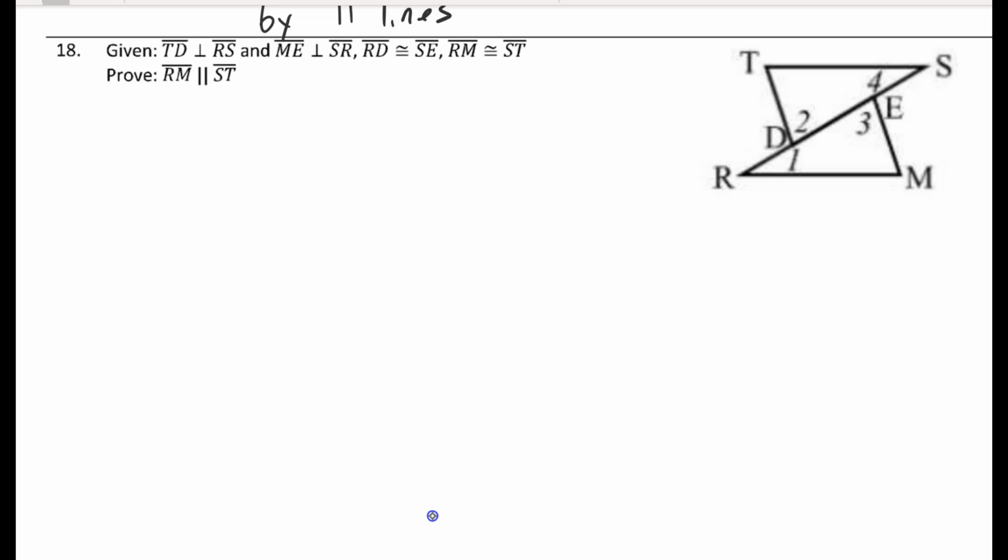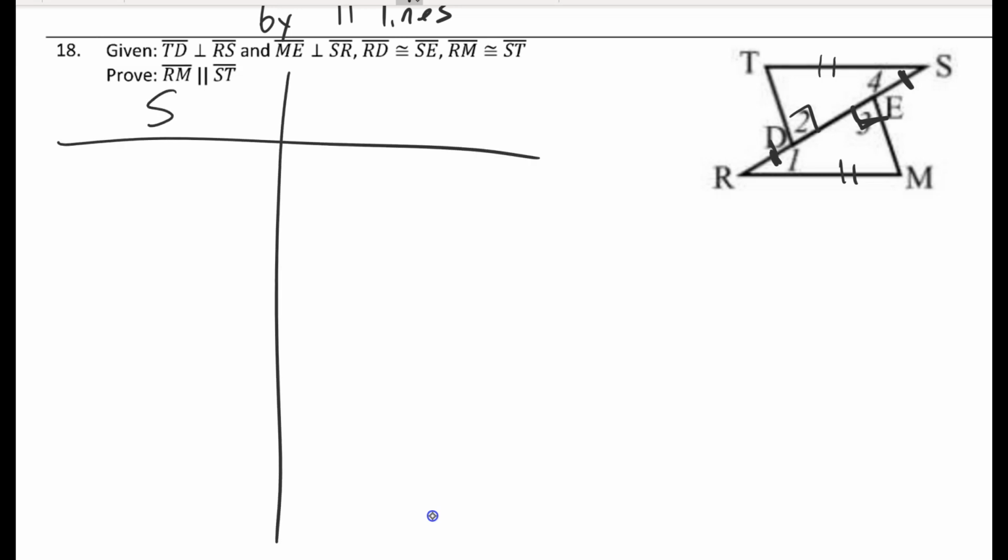Number 18. TD is perpendicular to RS, and ME is perpendicular to SR, so that right angle right there. RD is congruent to SE. Again, those aren't full side lengths, so maybe I'll have to do an addition property at some point, and RM is congruent to ST. Alright, so I'm just going to get started on this one. They want me to prove the lines are parallel, but again, if they're not asking me to prove something about triangles, and they give me triangles, I'm probably going to have to prove those triangles are congruent.